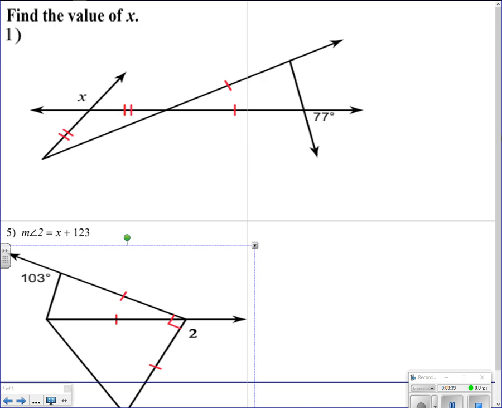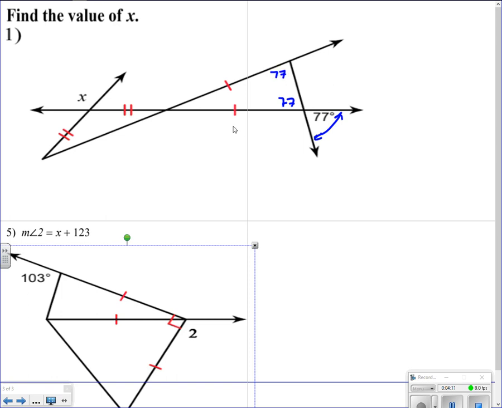Problem number one, straight from your homework. Find the value of x. Okay, first of all, this is 77 degrees. If this angle is 77, what would this angle right here be? These are vertical angles, so this would be 77. They're equal, okay? Now, this is an isosceles triangle. The angles opposite are also congruent, so if this is 77, this will be 77.